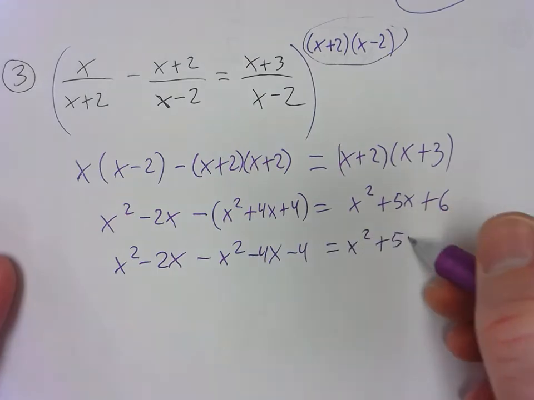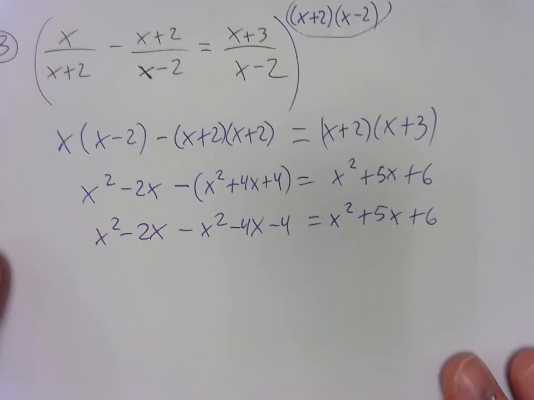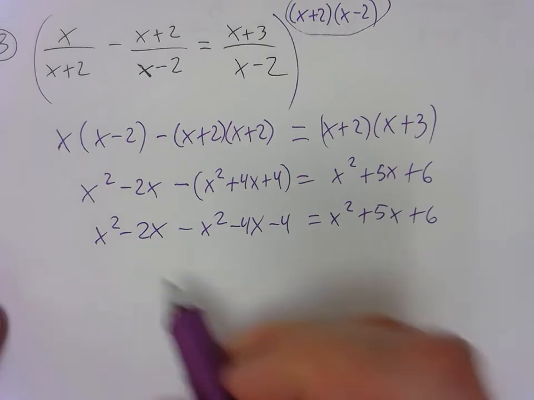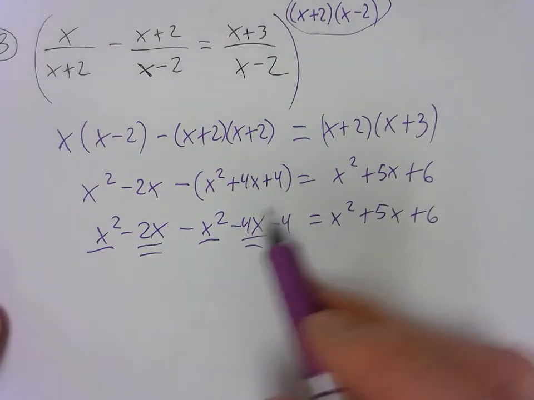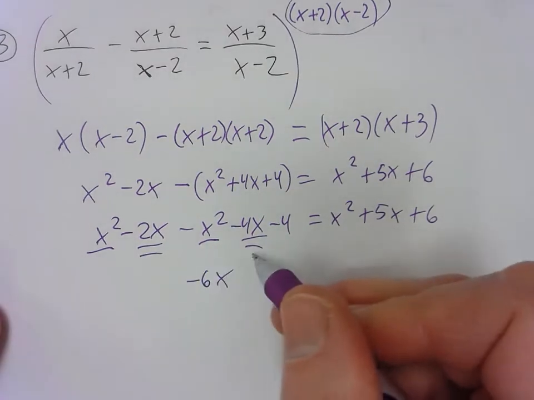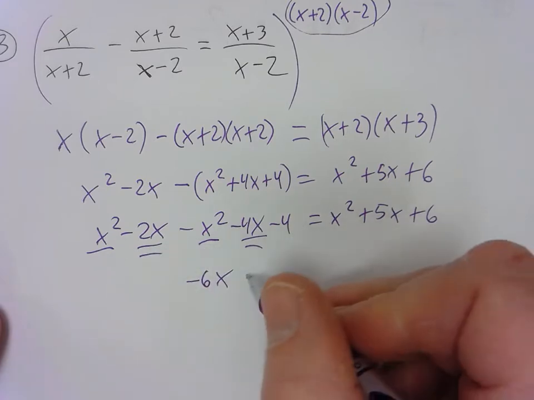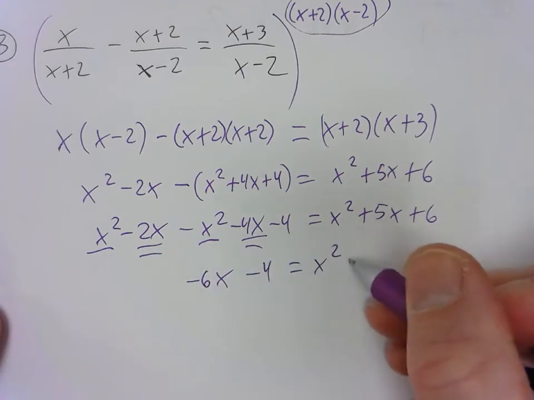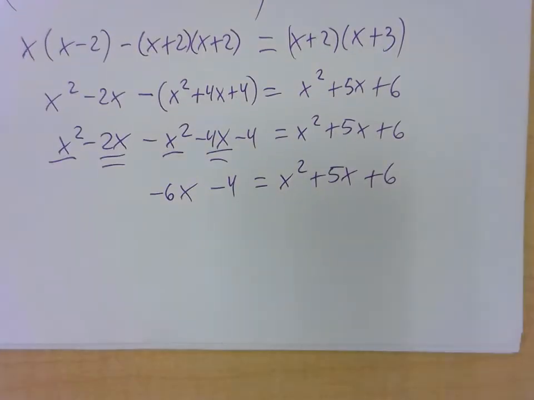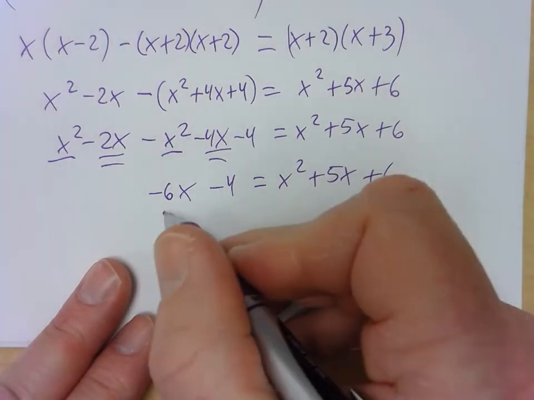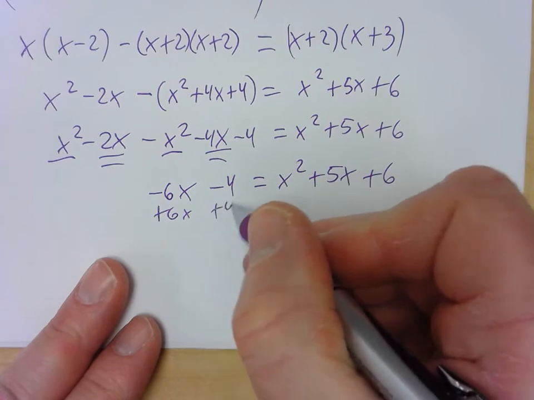Copy, copy, copy. Now we have to put together our like terms. These cancel out. These go together. Same side, simplify: negative 6. And then the lone one there is negative 4. Now I have this quadratic equation, which I mentioned. How do we solve quadratics? We set them equal to 0. So that means I need to move these two over.